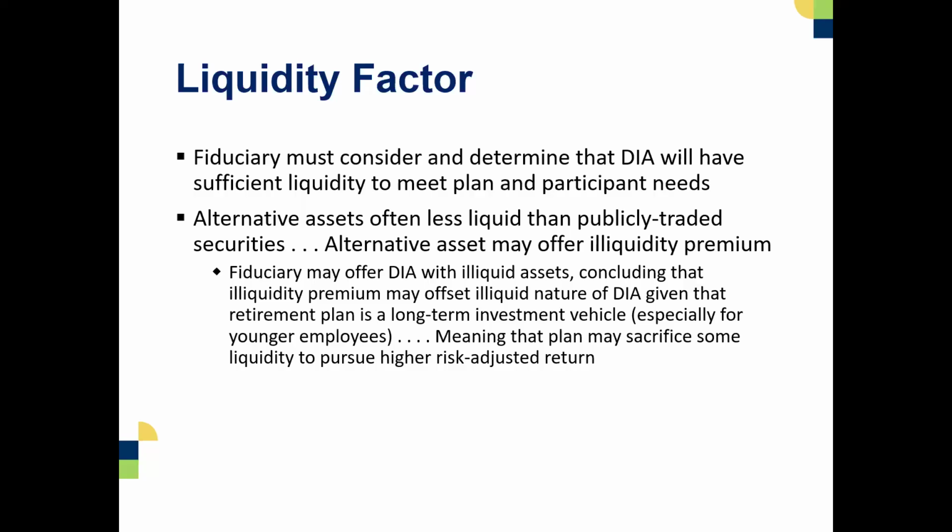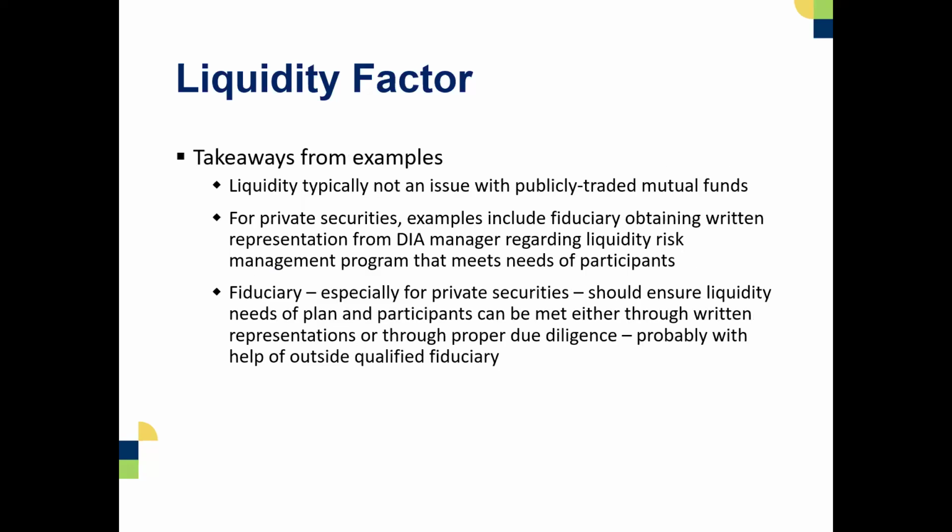And so what the example says is that the fiduciary took a look at the fund, determined that it's much more illiquid compared to a mutual fund, but our fiduciary, after evaluating the fund, decides that there's an illiquidity premium that offsets the illiquid nature of that fund and decides that it's appropriate to offer that fund inside the plan, because even though participants may sacrifice some liquidity, there is a greater potential for a higher risk adjusted return.